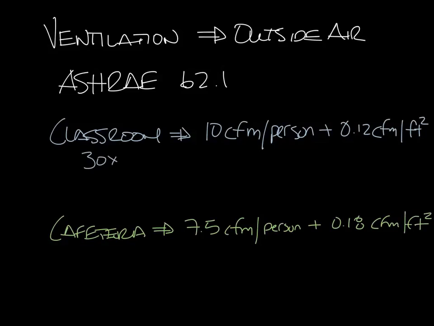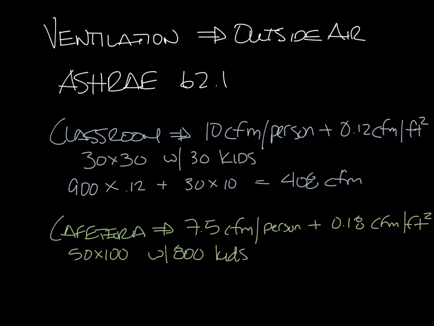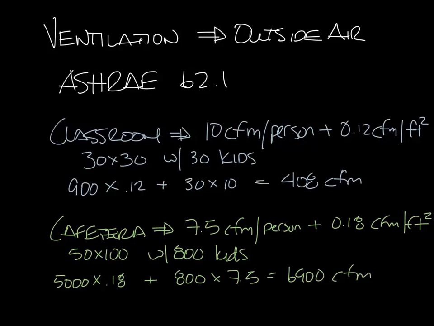So if we have a classroom that's 30 by 30 with 30 kids in it, that would be 30 by 30 equals 900 square feet times 0.12, plus 30 kids times 10 CFM is 300, and that gives you 408 CFM of fresh air. And for the cafeteria, let's say it's 50 by 100 with 800 kids in it. So that'd be 50 times 100 is 5,000 square feet times 0.18 plus 800 kids times 7.5. And that comes up to 6,900 CFM of fresh air.